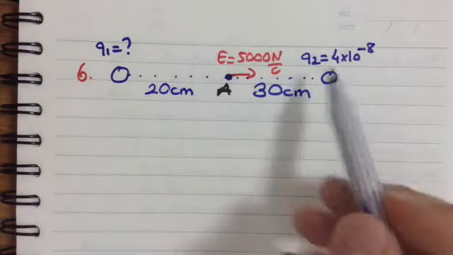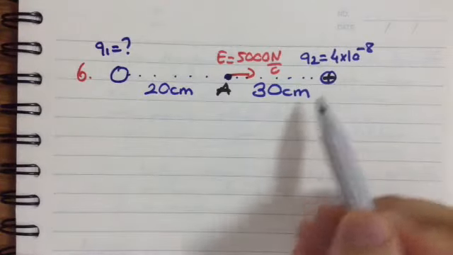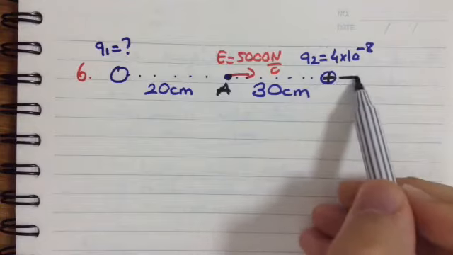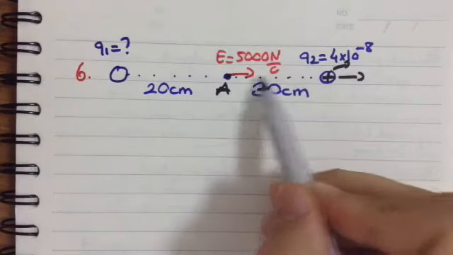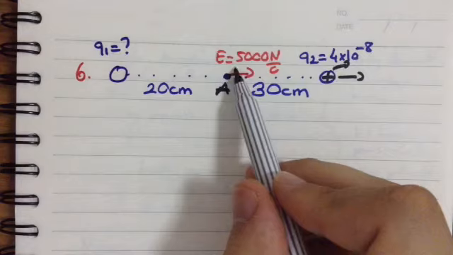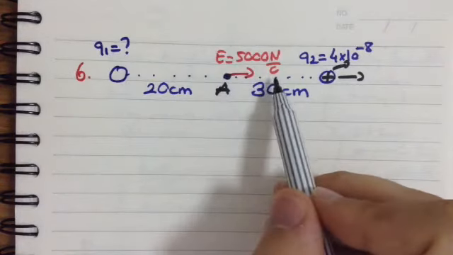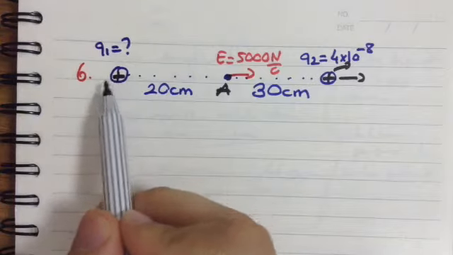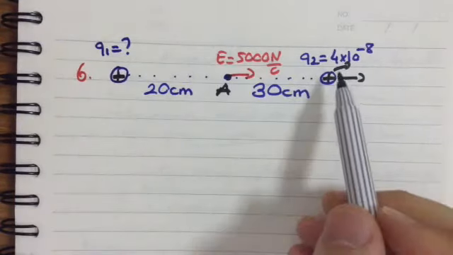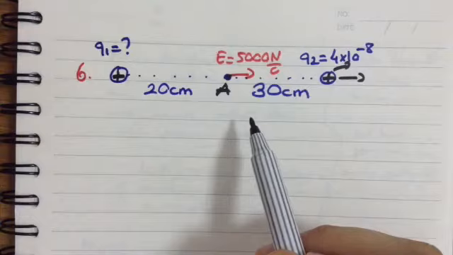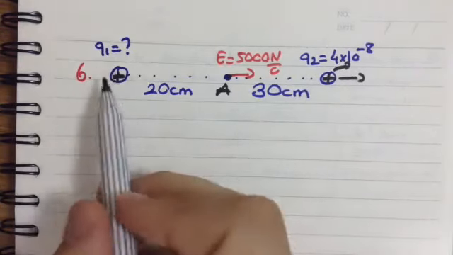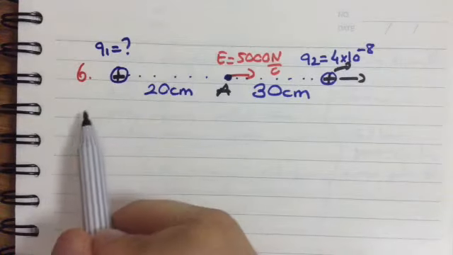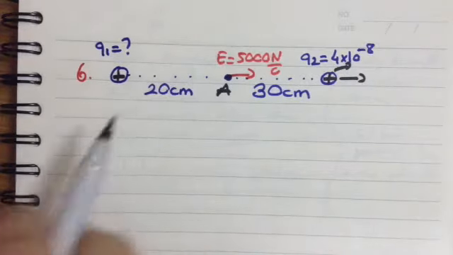First of all, when you look at this one, this is the positive charge. And when it's a positive charge, an electrical field always goes outward from the positive charge. So when you look at the electrical field in here, it's going to the right-hand side. So it means that this is also another positive charge, which is much bigger than Q2. So in this question, first I find the sign of the charge by looking at the direction. And then let's solve the question.